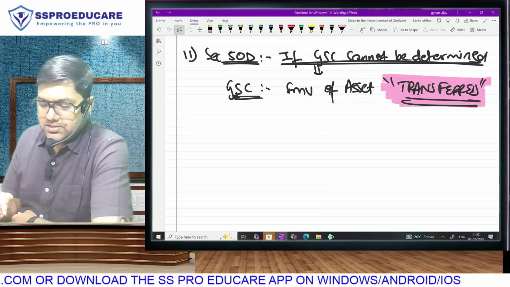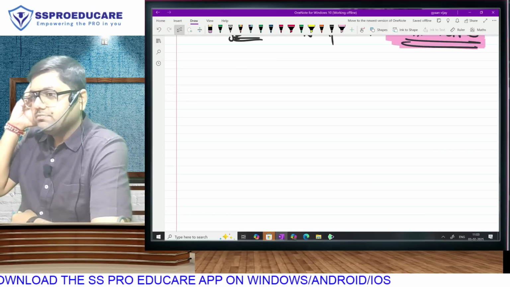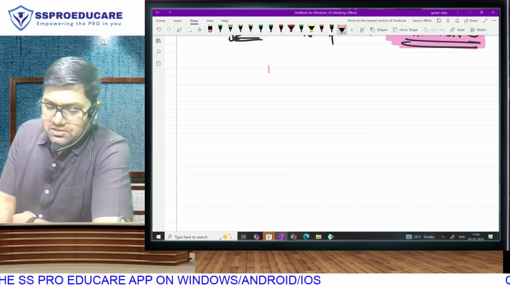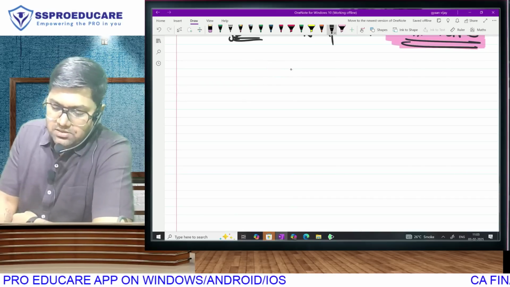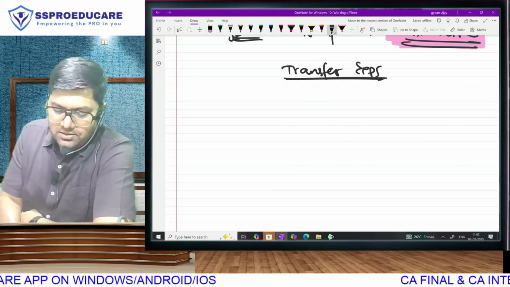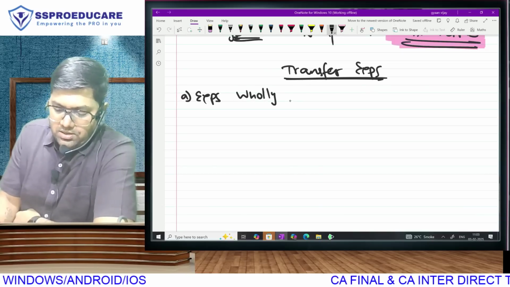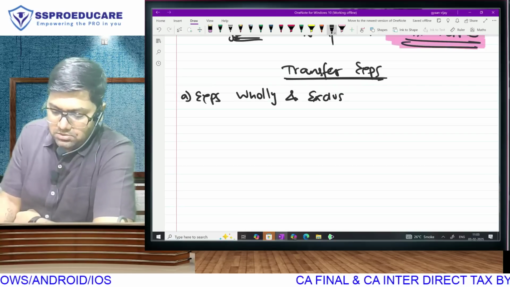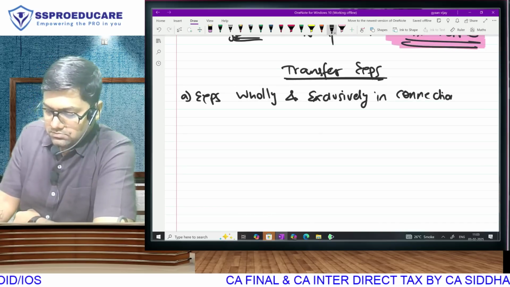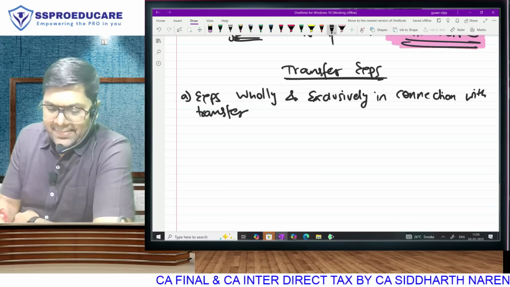Everyone clear? Fantastic. Now you have to be ready in your mind with the pro forma computation of capital gain. After gross sale consideration, the next thing we have is transfer expense. Expenses that are incurred wholly and exclusively in connection with transfer.